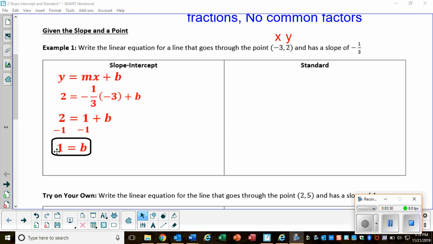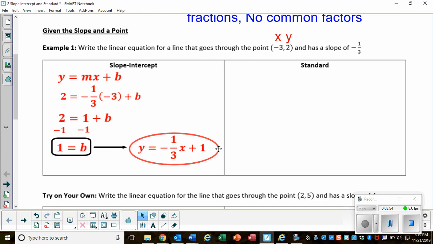So we have our y-intercept of 1. And now that we have our b and our m already, we can go ahead and fill in this form, the slope-intercept form. So I'm going to take that information and write it in. So this is my slope-intercept equation, my linear equation. This is what I need, okay? And that would be my final answer.